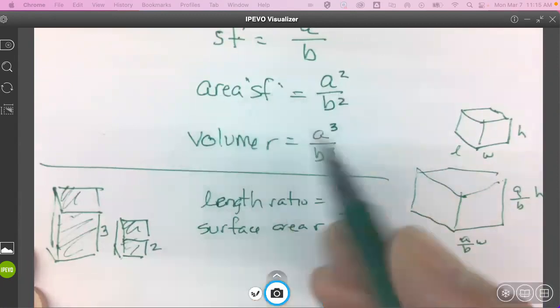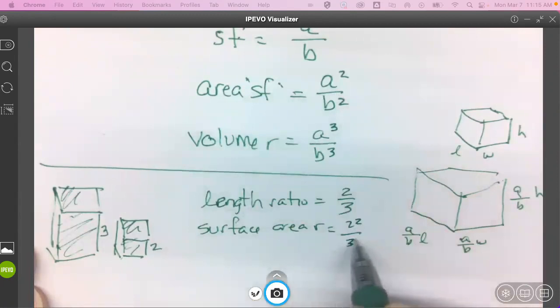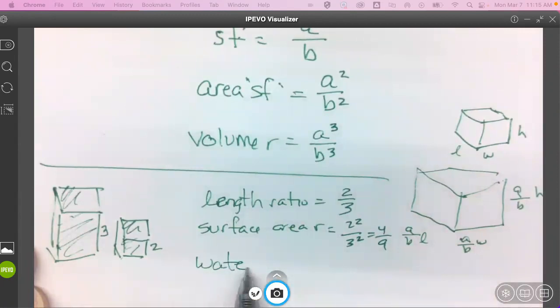Good, that's an area ratio, so it'd be 2 squared over 3 squared, or 4 over 9. What if I said that I wanted to see how much water would be in it? 2 cubed over 3 cubed. Good. 2 cubed over 3 cubed, which would be 8 over 27.